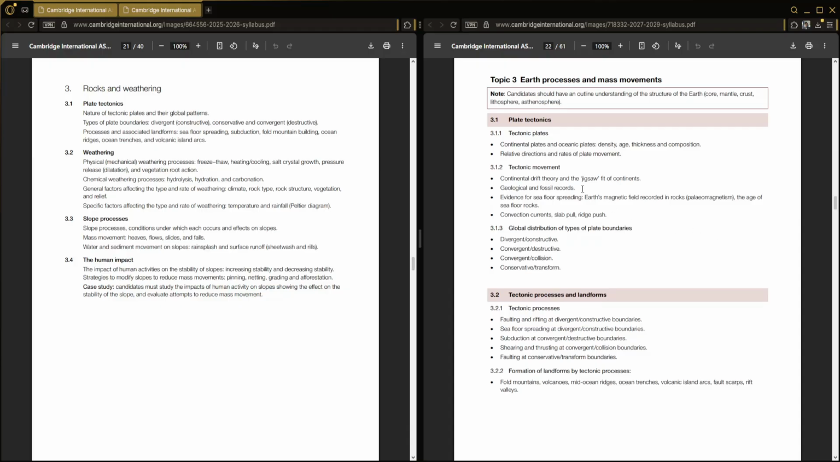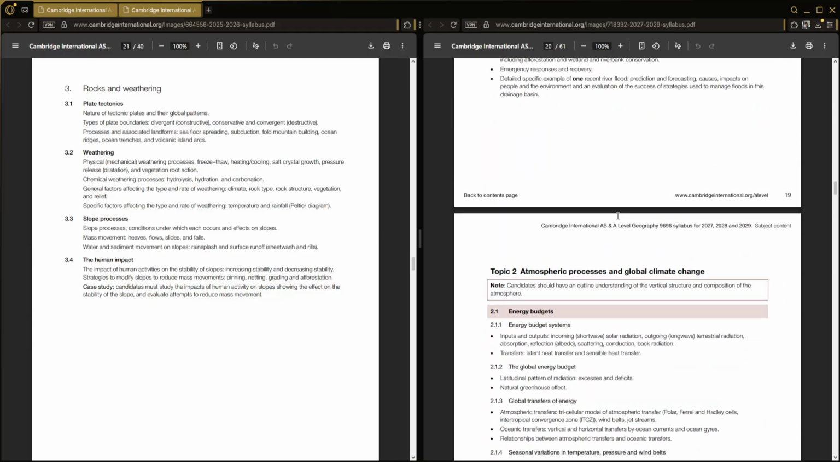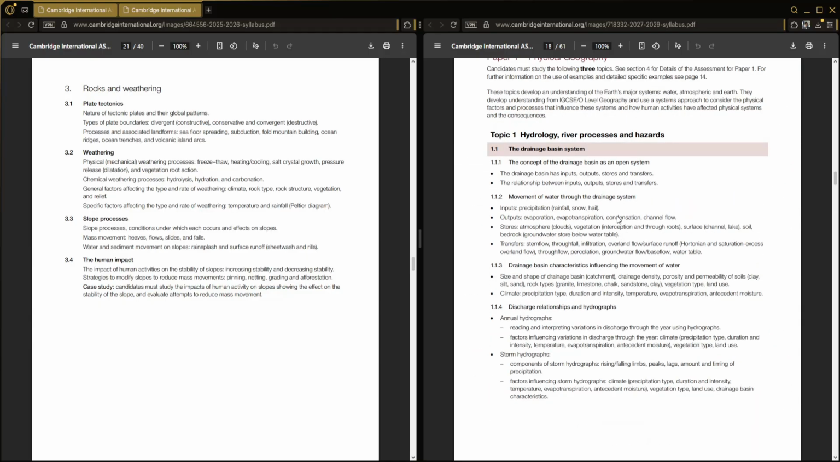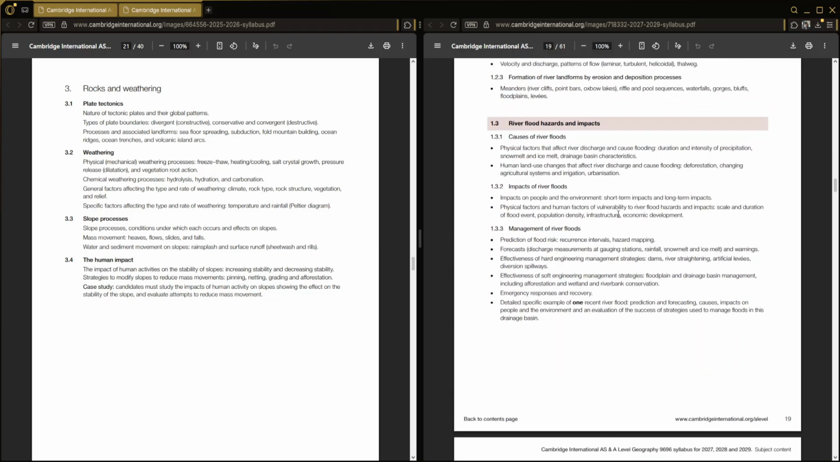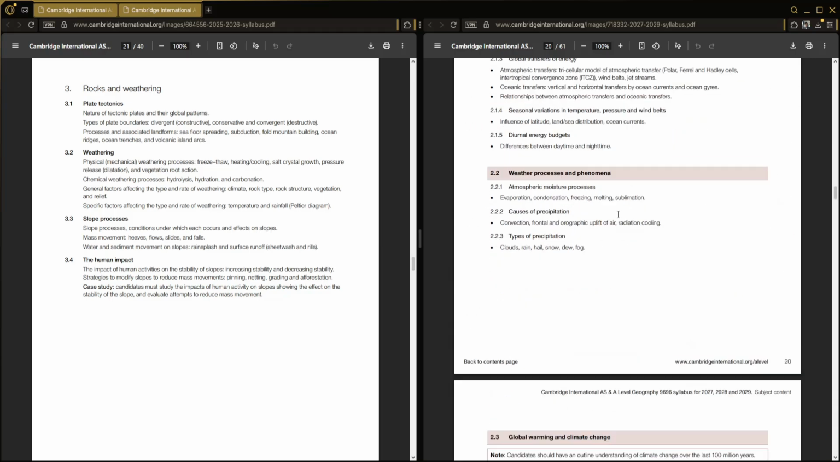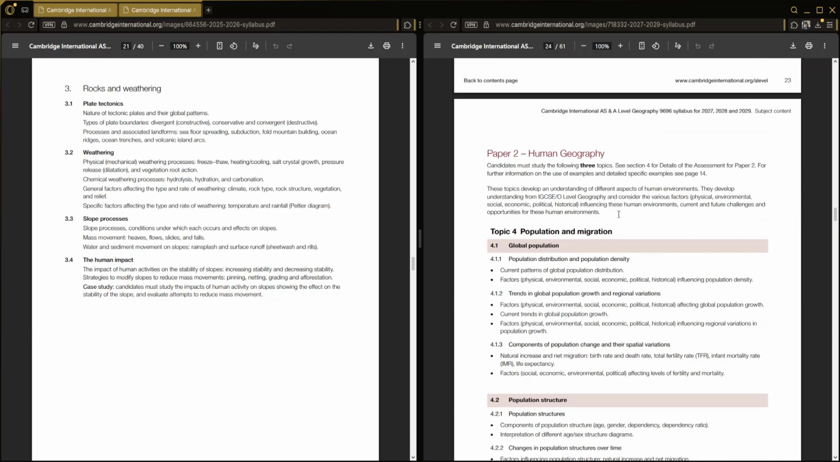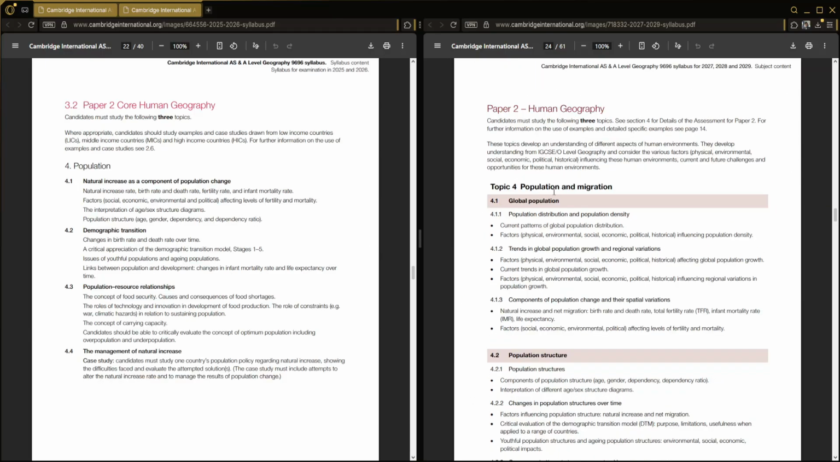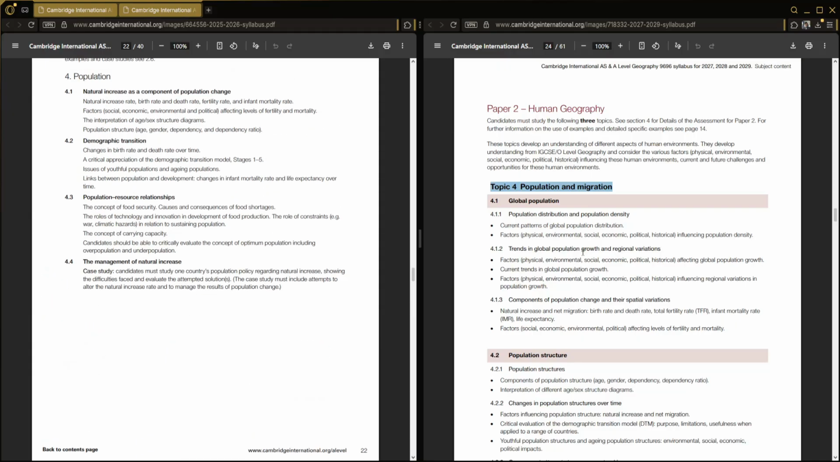So for physical geography, rocks and weathering has a lot removed, atmosphere has some removed, and rivers and hydrology had very little removed. All in all, the less content you have to study, the better it is for you in your exams. Now let's move on to human geography. So human geography, as you can see here, topic 4, population and migration, when previously it was 4 population and 5 migration. So they've merged population and migration into one thing.